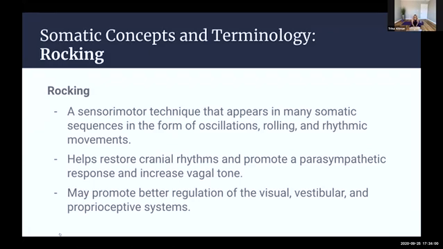Rocking. Rocking is one of my favorites. I love rocking. I love rolling. Rocking is a sensory motor technique that appears in many somatic sequences in the form of oscillations, rolling, and rhythmic movements. We'll be doing all of these things. Rocking helps restore cranial rhythms. If you've ever had craniosacral therapy, you know what I'm talking about, and it promotes a parasympathetic response and increases vagal tone. It also may promote better regulation of the visual, vestibular, and proprioceptive systems.